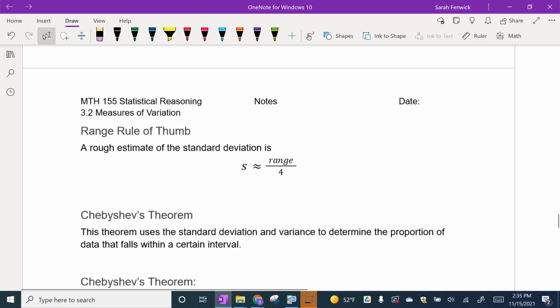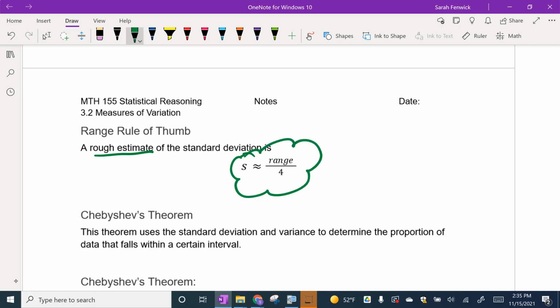Next, we're going to talk quickly about the range rule of thumb. Sometimes we have some issues trying to figure out our standard deviation. We don't have enough information. The range rule of thumb says that you can find a rough estimate of standard deviation by taking your range divided by 4. That's all it is. So if they ask you to do the range rule of thumb for standard deviation, you find your range and you divide by 4. It's that simple, guys.